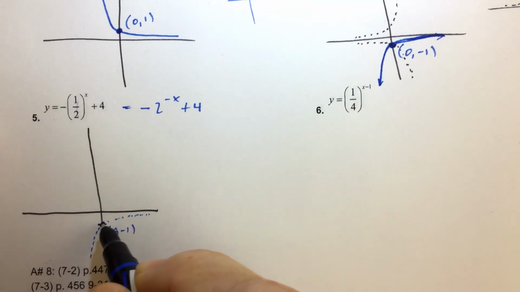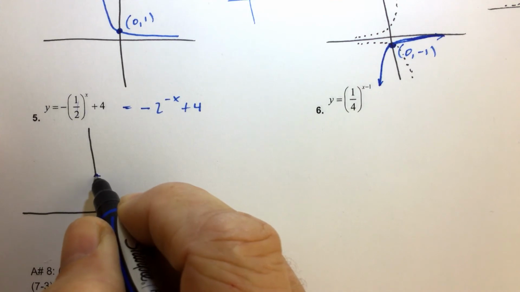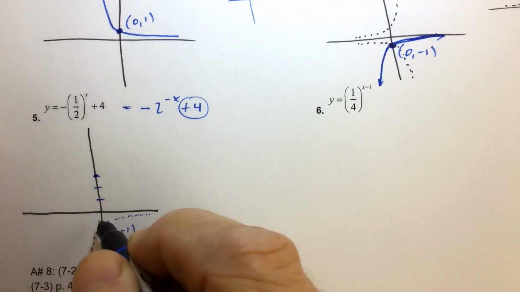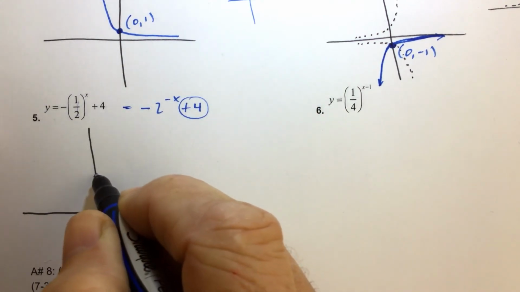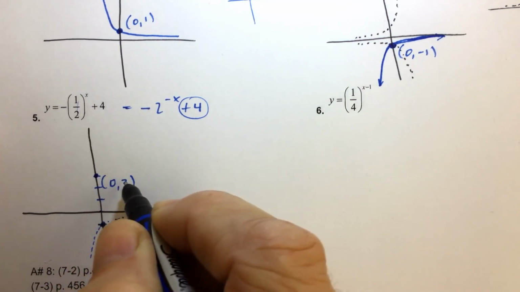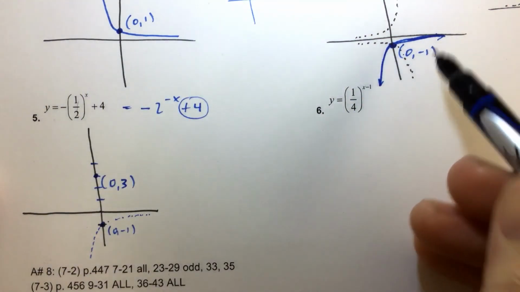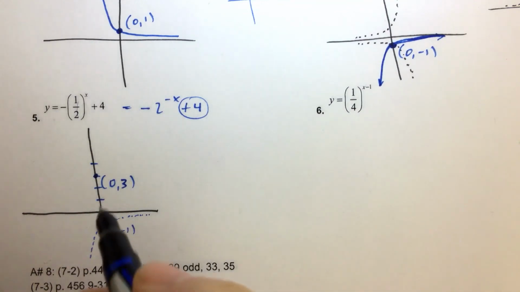Now we're going to take that key point and move it up 1, 2, 3, 4 because of that plus 4 right there. So now the key point is at 0, 3. Well, there's something else that moved up 4 units. Can you predict what I'm going to say? The thing that moved up 4 units that we didn't talk about for numbers 3 and 4, it's there, but we didn't talk about it.